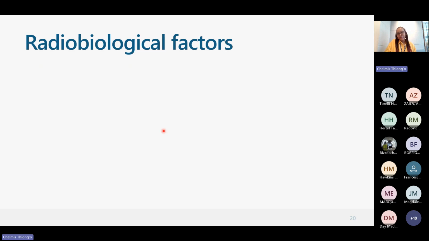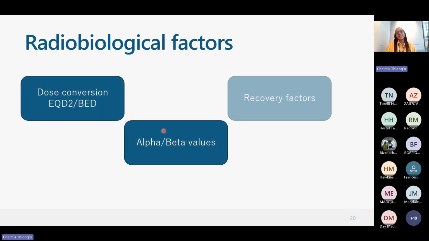In terms of radiobiological factors, there are three main aspects: dose conversion to radiobiological equieffective dose, alpha beta values, and recovery factors. Most papers converted dose to an equieffective dose using either EQD2 or BED, although reporting in abstracts was less consistent, probably because there is not much information that you can give in an abstract. The order of conversion and mapping varied, and in several studies it was not clearly described.